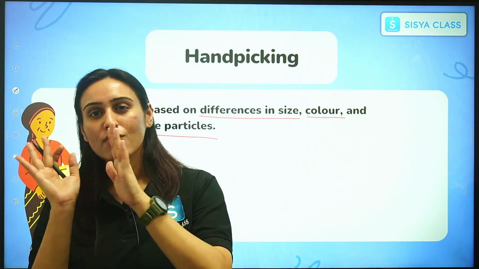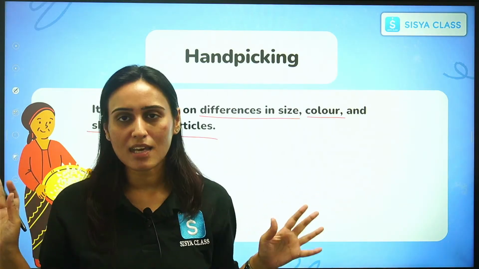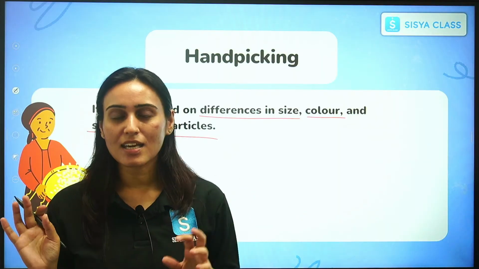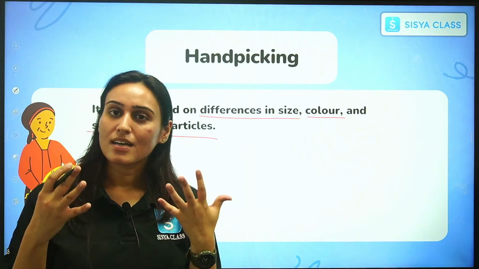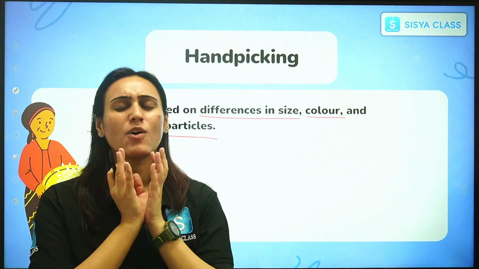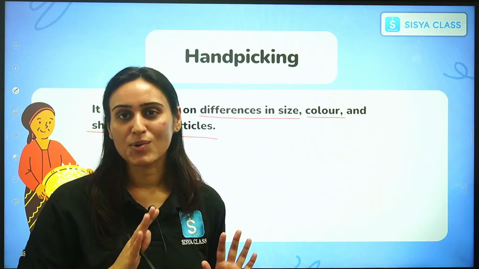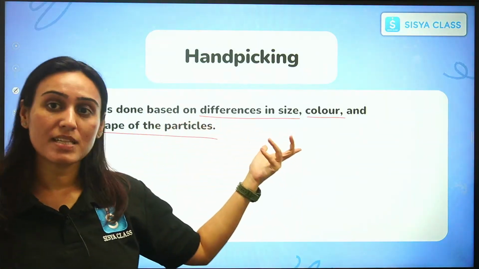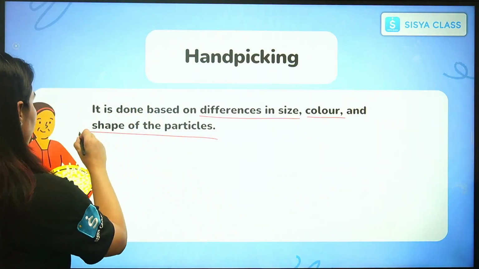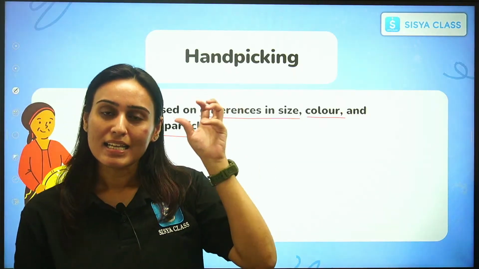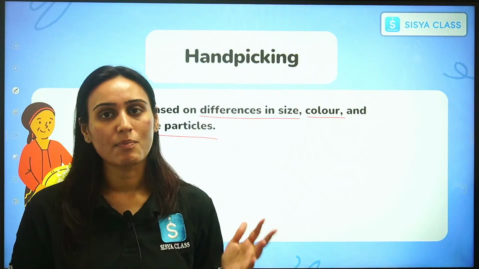And obviously for a very small portion of the mixture, this can work. Otherwise it is a very time taking process. You have to pick each and everything out one by one. It will take a lot of time, but you can do it easily without using any other external machine. So that's why everyone is able to do it. Okay, so the principle is important. What are we using? Difference in size, difference in color, and difference in shape of the particles. This is the criteria we are using in order to separate out the components of the mixture.